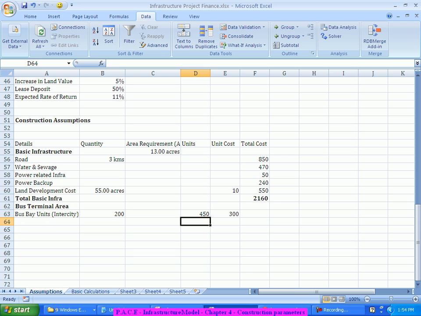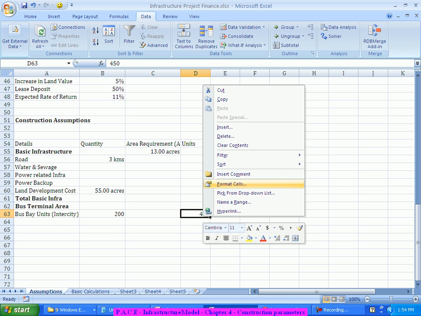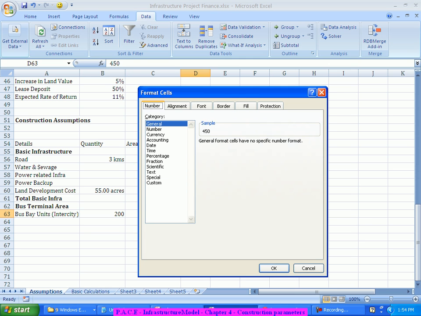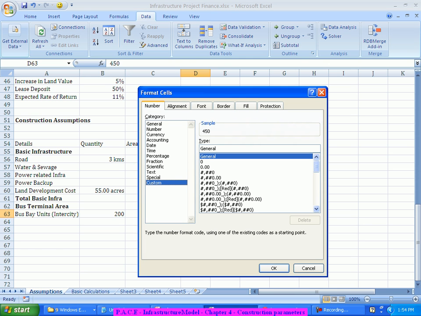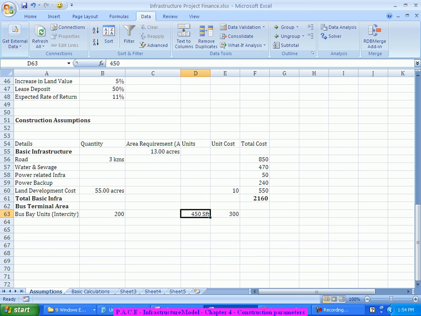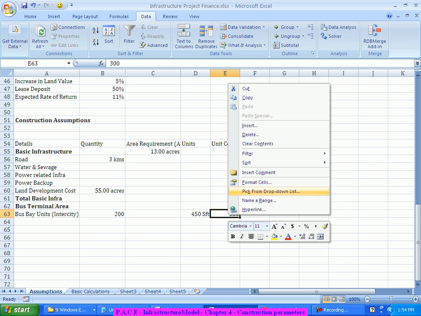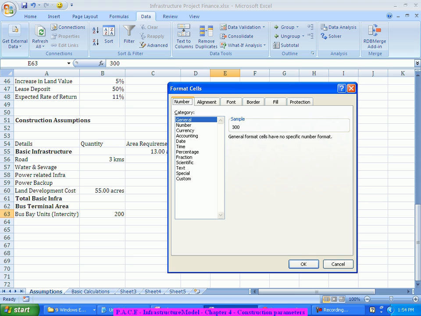So even these things you can very well format. So this I'll call it as per SFT or SFT. So I'll put a custom format. If it is always an integer, I'll put it as this much SFT. So this shows me 450 SFT to make the things look much better. So this is always a format of per SFT.